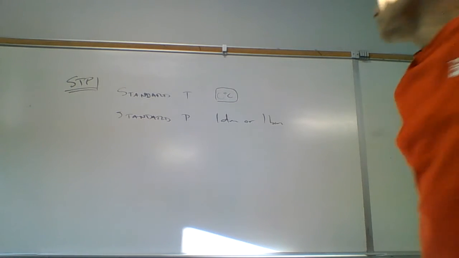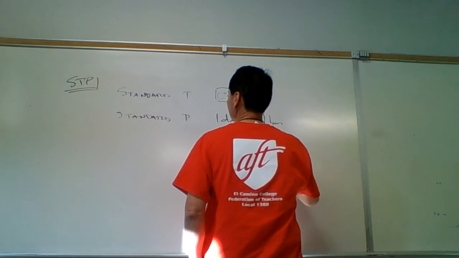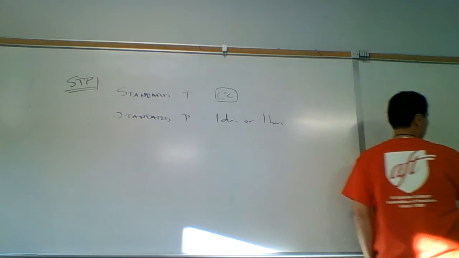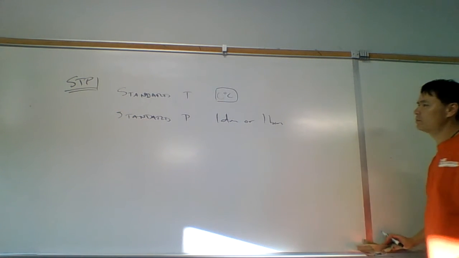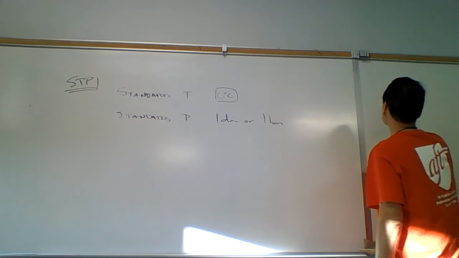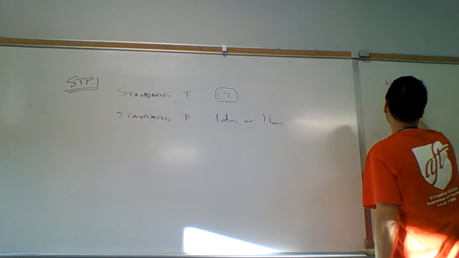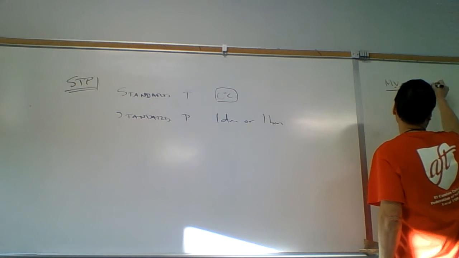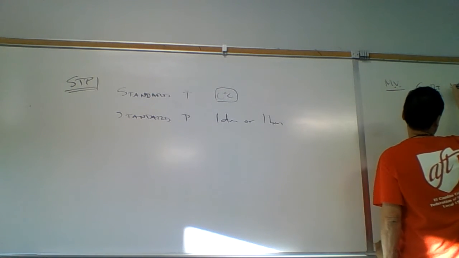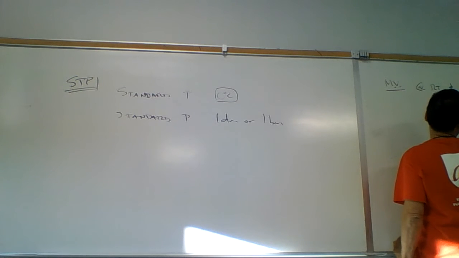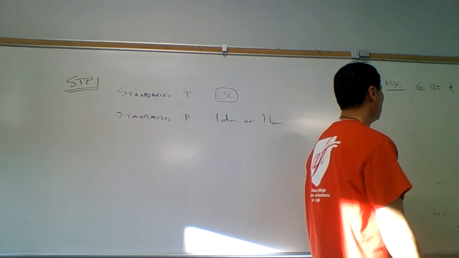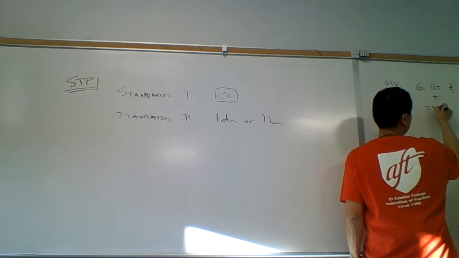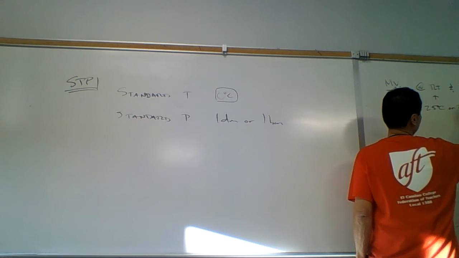So what we do instead, rather than memorizing the molar volume of a gas at STP, is memorize the molar volume of a gas at room temperature and standard pressure. This is a useful number to memorize: MV at RT, room temperature, and 1 atmosphere or 1 bar. What is room temperature? Room temperature is 25 degrees C or 298 Kelvin.